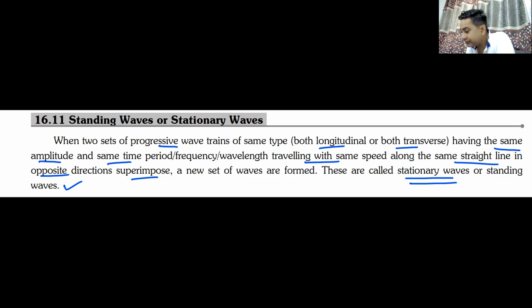I would ask you to write this. This is not from your sheet. Do we understand this? They must have the same amplitude, same time period, traveling with the same speed, in the same medium, in the same straight line, but in opposite direction. These are the things that you must remember about standing waves. Can I move further ahead? What are the properties of standing waves? Okay, writing. I'll give you time.